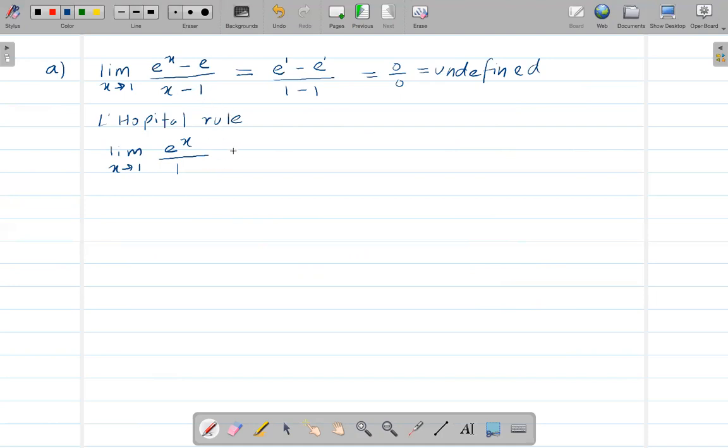Now let's check if you are still going to get 0 over 0. Now, when you say x goes to 1, then it will be e to the power 1 divided by 1, which is e. There you go. So now this is our final answer. We got this case, so that's why we use L'Hopital rule. Now using L'Hopital rule, we got the answer.